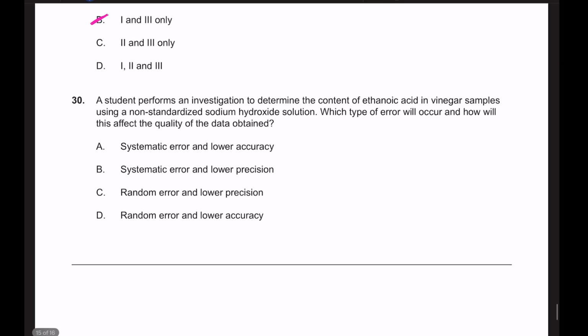Now the last one. A student performs an experiment to determine the content of ethanoic acid in vinegar samples using non-standardized NaOH solution. Which type of error will occur and how will this affect the quality of data obtained? Now you are using a wrong concentration of NaOH. This is a systematic error. However many times you repeat the titration, your final result will always be wrong. So it will have low accuracy and it's a systematic error. Answer is A.